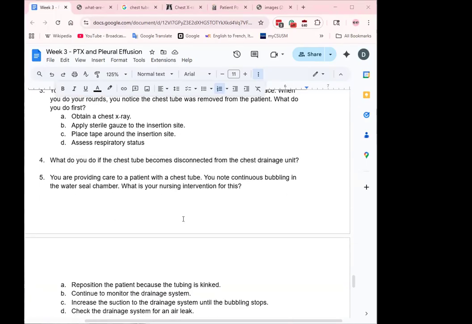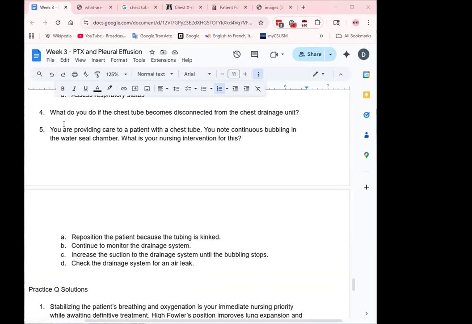Okay, and then the last one, you're providing care to a patient with a chest tube. You note continuous bubbling in the water seal. What is your intervention? Yeah, if you see continuous bubbling in the water seal, that's a sign that there's an air leak. If it had been intermittent, it could just be benign, just because it's draining.